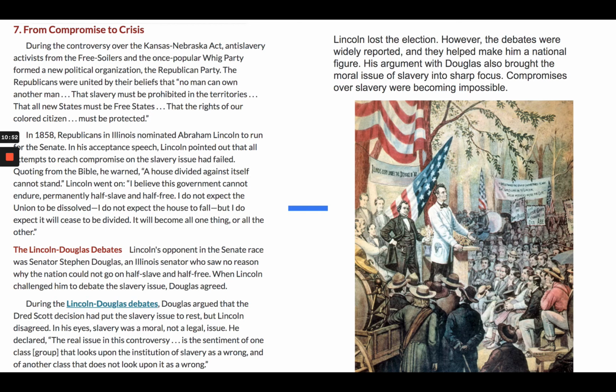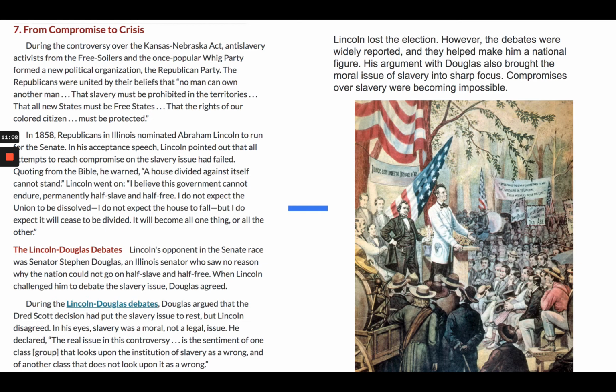Lincoln's opponent in the Senate race was Senator Stephen Douglas, an Illinois senator who saw no reason why the nation could not go half slave and half free. And when Lincoln challenged him to debate this slavery issue, Douglas agreed.